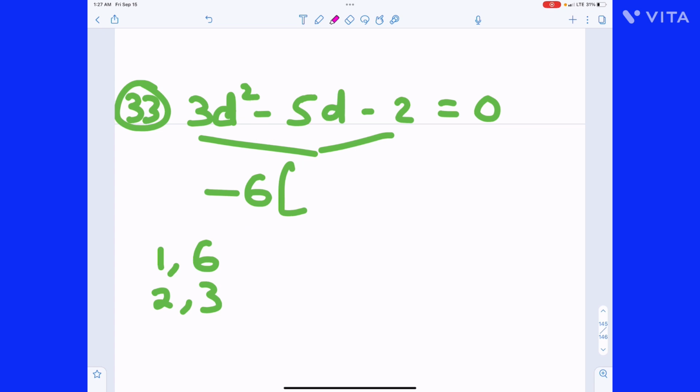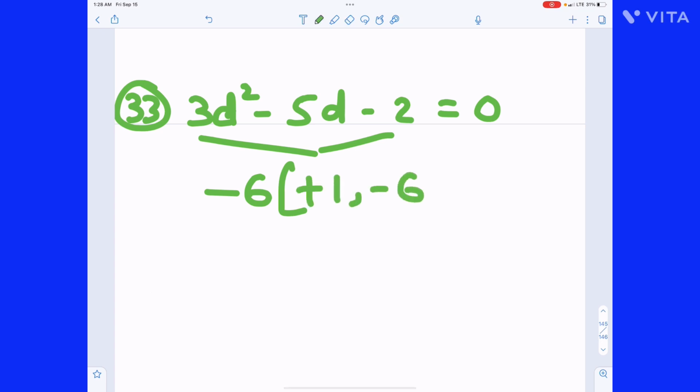That's plus 1 and minus 6. Plus 1 and minus 6 will give you minus 5, and plus 1 times minus 6 will give you minus 6. So those are the correct factors.